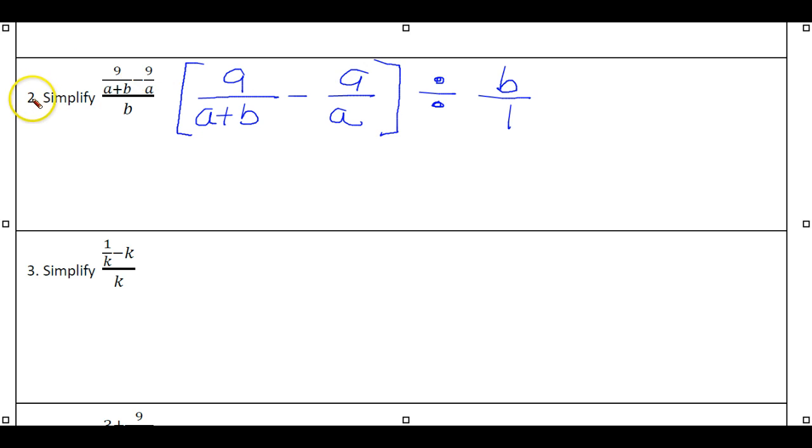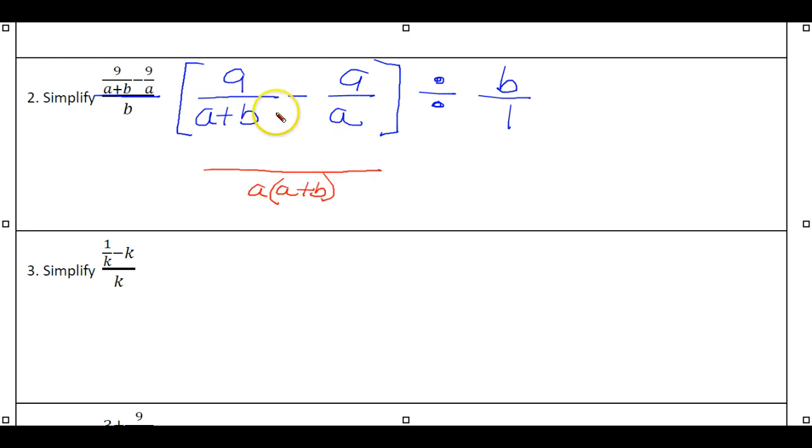Well, in example 1, we did it sort of an easy way. In example 2 now, this is a little more challenging. So another way to do it is to treat it as 2 different parts. The numerator as this, divided by this denominator, which is b over 1. So we're going to simplify this first.